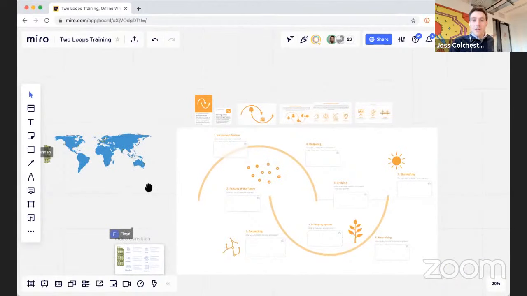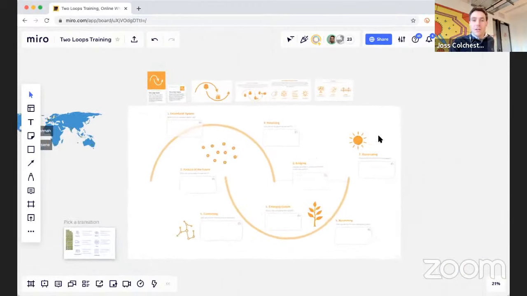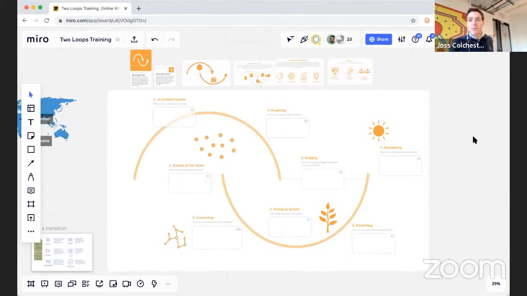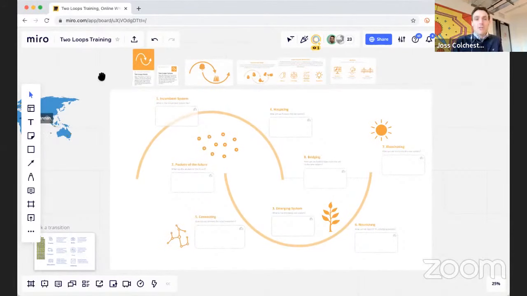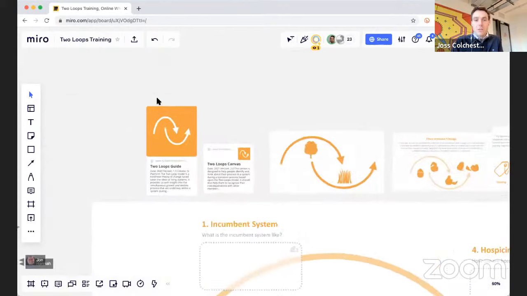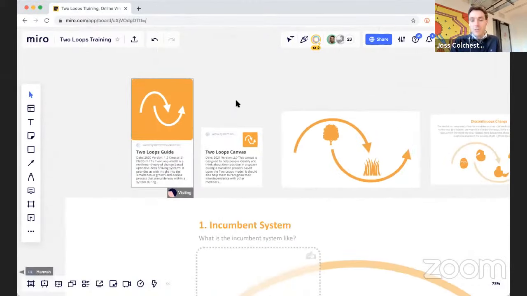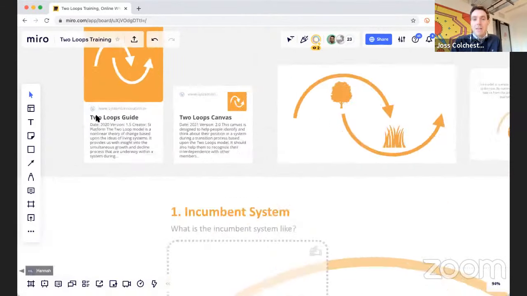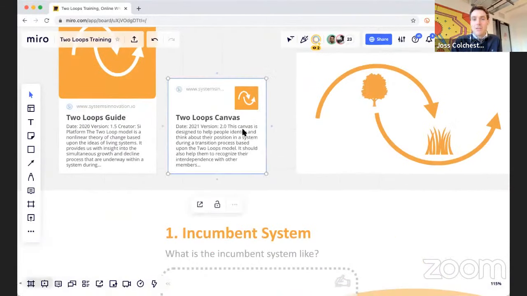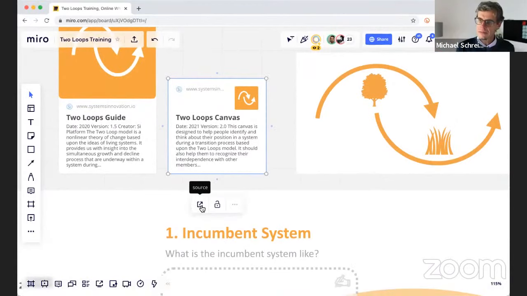Let's talk about the two loops model, so that we're all familiar with what we're talking about here. Firstly, the content we're using today is taken from our website. There's a guide here around what the two loops model is. It'll explain the whole thing for you if you're not familiar with it, all the ideas and the method and so forth. You just click on that link there and it'll take you to it. What we'll be working with is a canvas based upon that, and you can find that canvas also on the website, just clicking here.